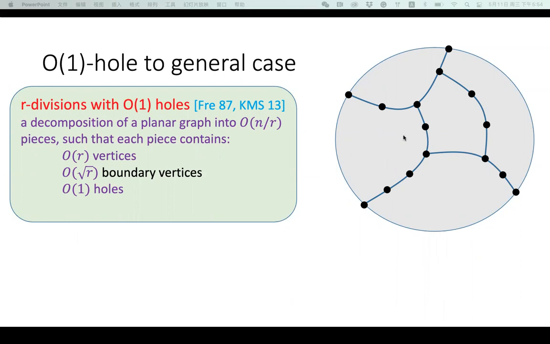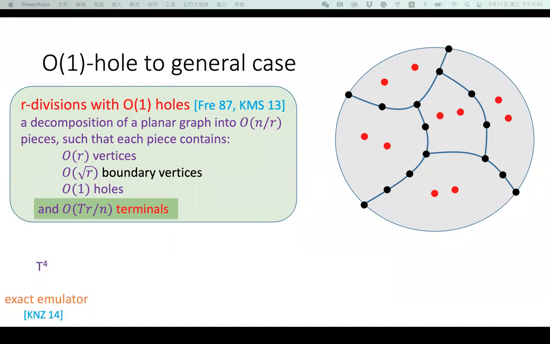What do we mean by that? For each piece, the planar embedding induced by the original embedding of the original graph has this O(1) hole property. So all the boundary vertices lie on the boundary of constant faces, or constant holes. So this is R divisions with O(1) holes. In fact, what they show is that for any R, such a decomposition exists and can be computed in linear time. For our purpose, since we have a set of terminals in the graph, we manage to add one other condition to the R division: each piece contains approximately TR over n terminals. So basically, the terminals are also evenly distributed in these pieces. This is just by a simple modification of the original algorithm that proved the existence of R divisions.